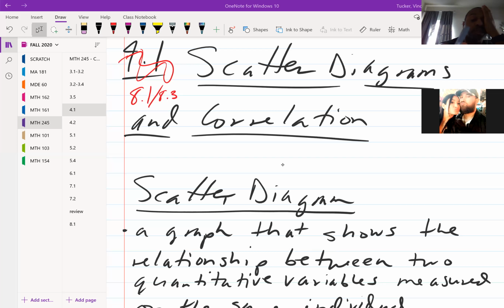So as I mentioned, I'm pulling my notes from my statistics class, section 4.1, but of course we are talking about 8.1 and 8.3, looking at scatter diagrams and correlation. And then we also have one other section that I want to pull from.